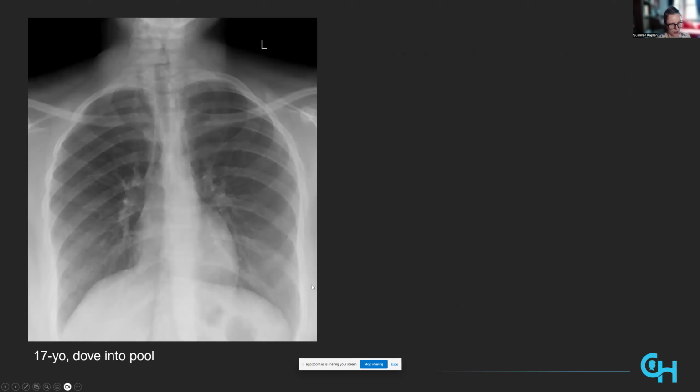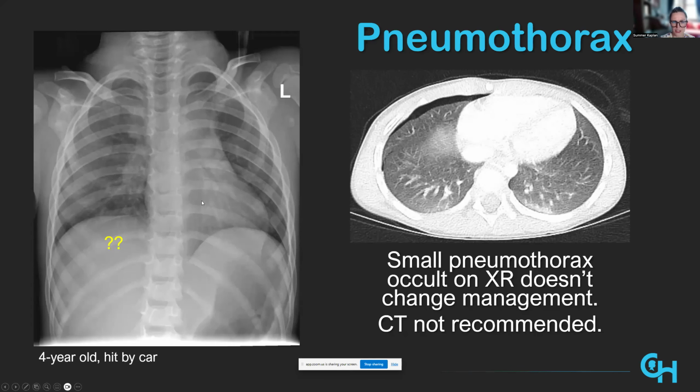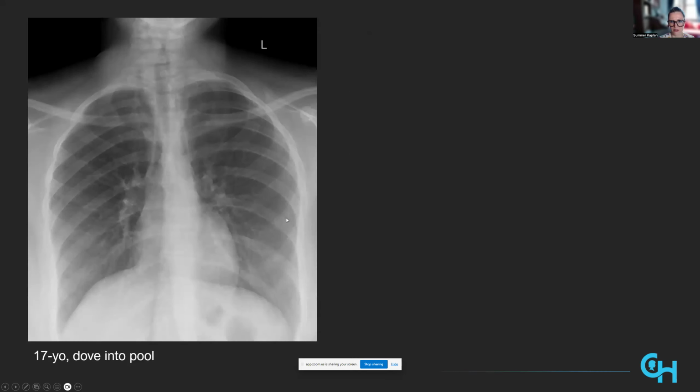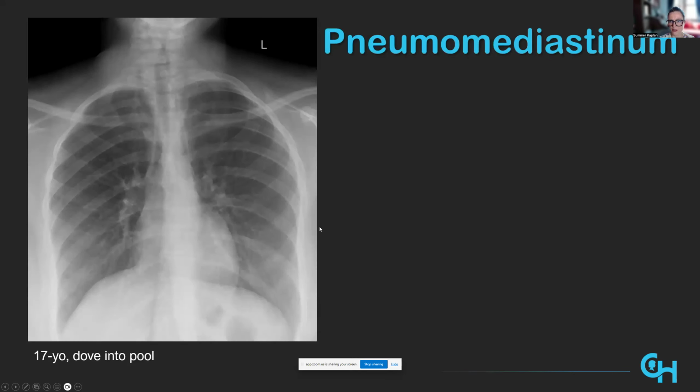This 17-year-old dove into a pool. No C-spine fracture this time, just a little bit of lucency here, a little bit of lucency here. And so these are signs of pneumomediastinum, which we can see when there's pressure changes. So diving into a pool is one mechanism that can give pressure changes.